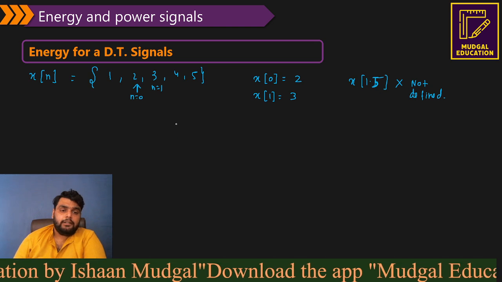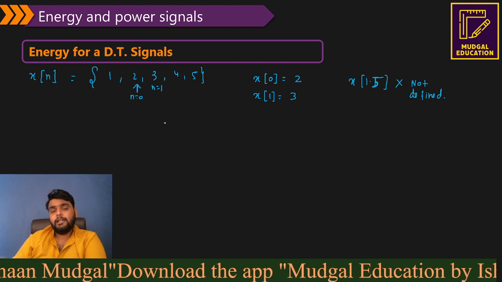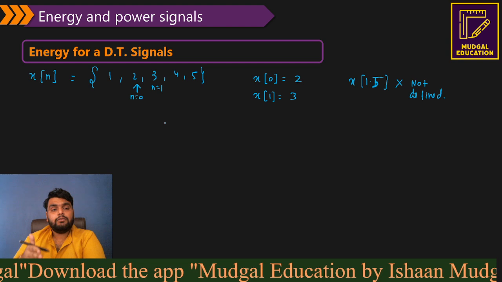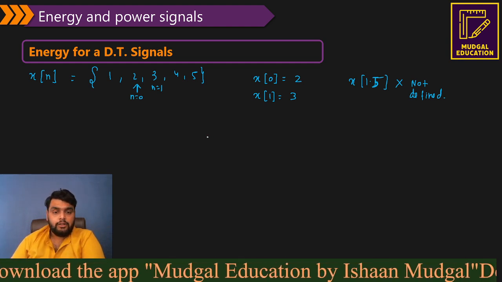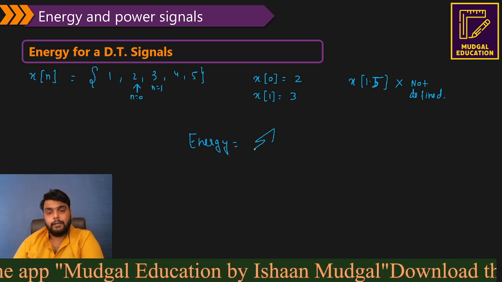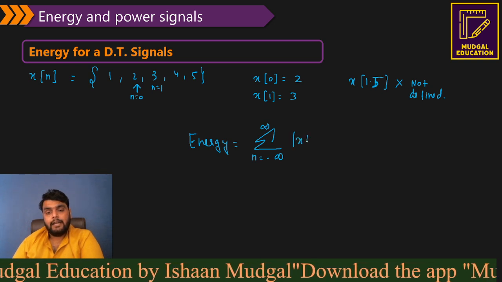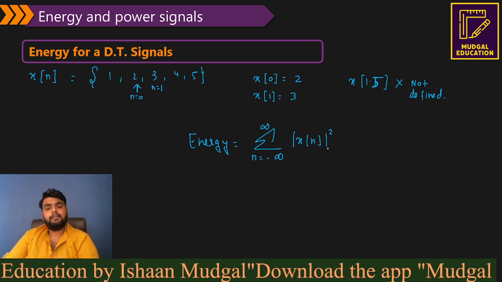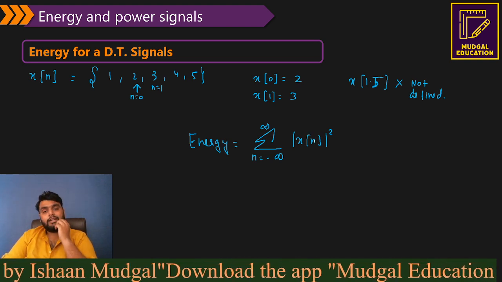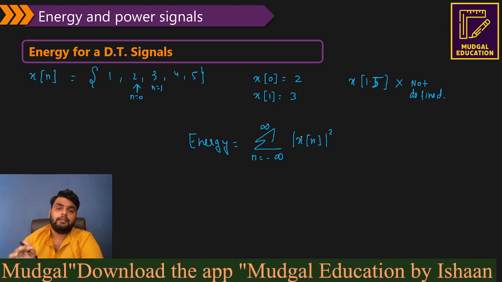Now what change comes when we go from continuous to discrete? The integration changes into a summation. The only difference is that you have to change the integration into a summation. So the energy of a discrete signal will be the sum from n equal to minus infinity to infinity of |x[n]|². Okay, the same formula we have here. We have the magnitude of x[n]. Again, if x[n] is a complex signal, it will give you the magnitude, otherwise it will give you the simple square of a real number.